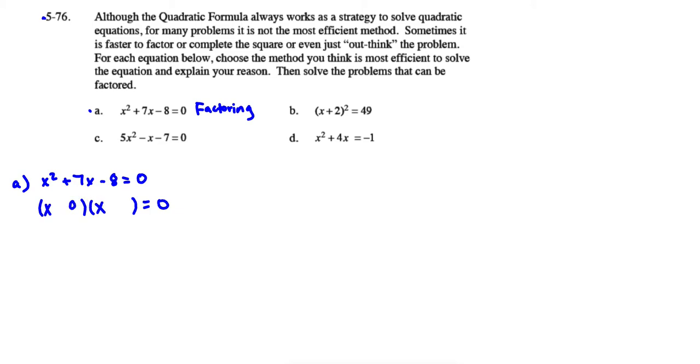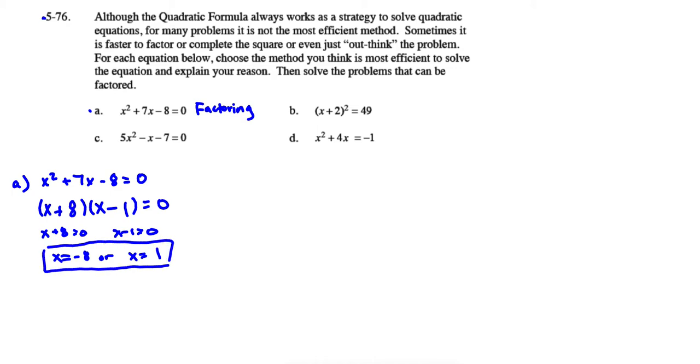So I know I have my factors of 8 and 1. I need to end up with positive 7, so I need my 8 to be positive, minus 1 there. Then I can use my zero product property, set each of these equal to 0. Solve them, I get x equals negative 8, or x equals 1. So the easiest method for this one would be factoring, and let's include the zero product property.